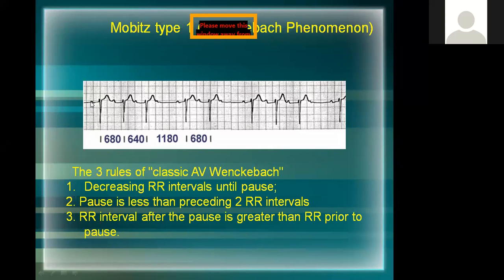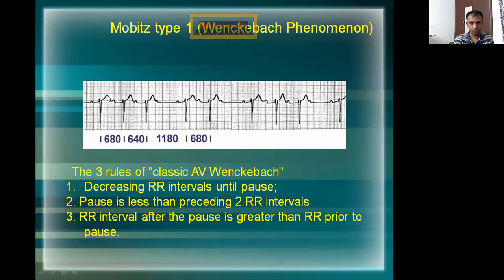Are you able to see the arrow pointing? Yes, sir. If you see this one, this is a normal P wave, the QRS complex, T wave, and another P wave.